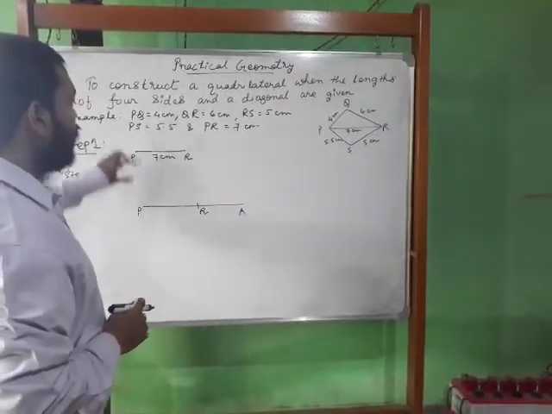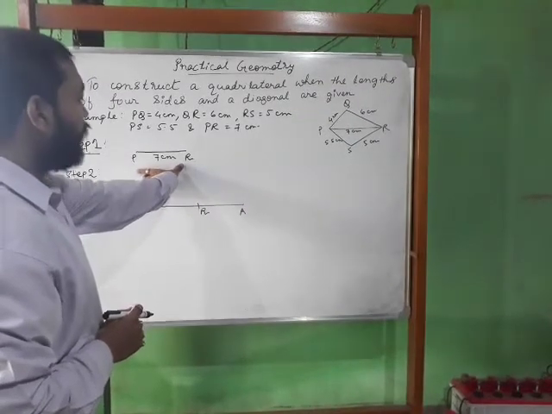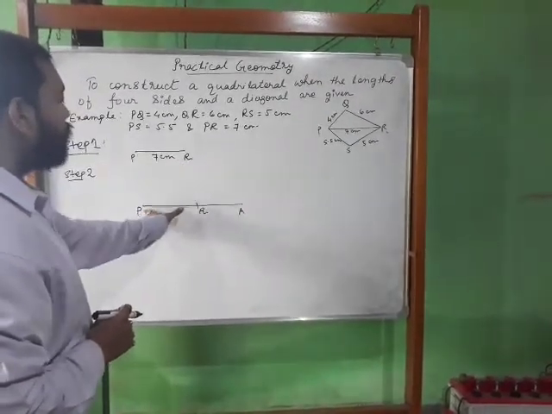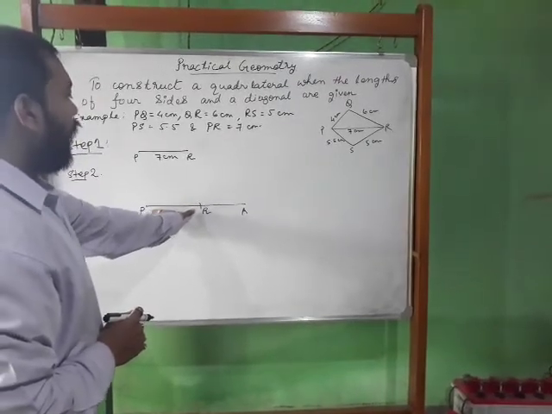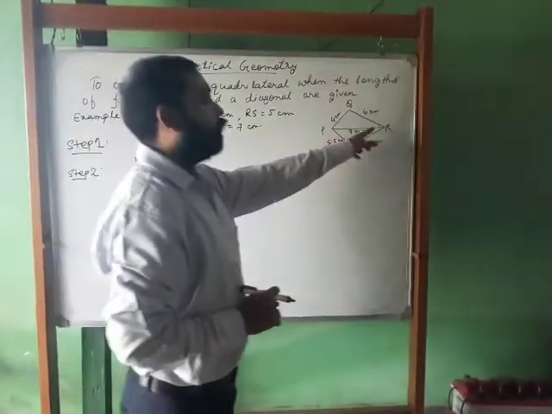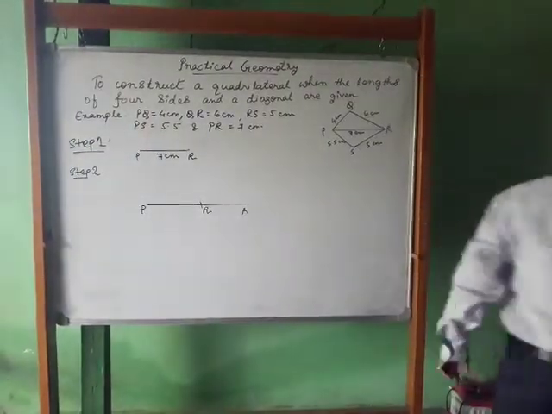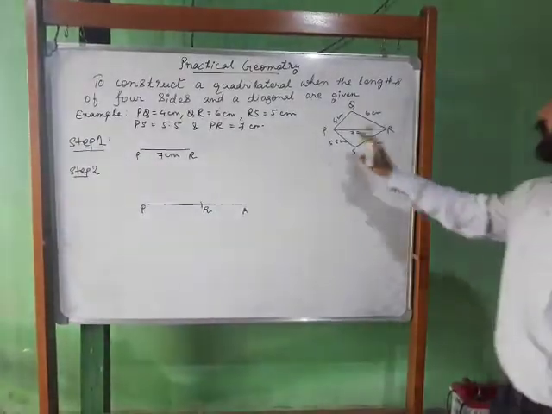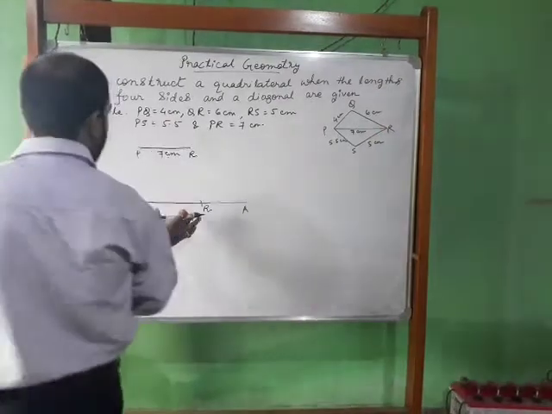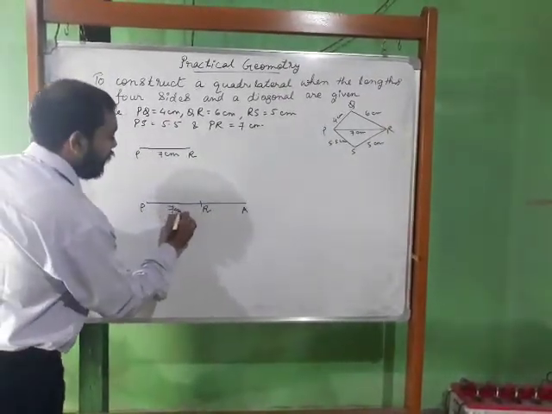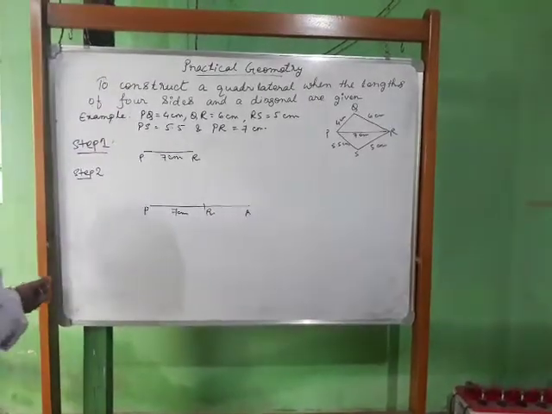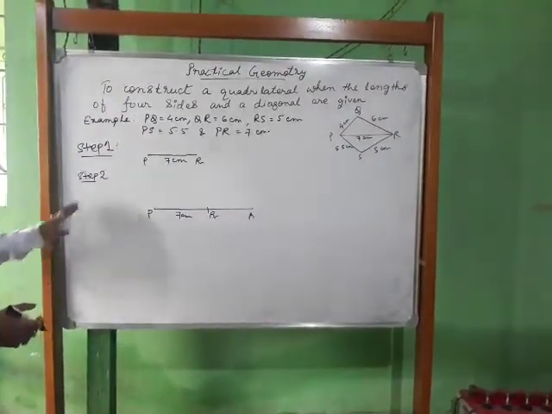Now what we have done, taking PR as the radius with the help of the compass, we have drawn an arc, and since in this diagram PR is equal to 7 cm, we have drawn a line segment PR of 7 cm. Okay. Now step number 3.